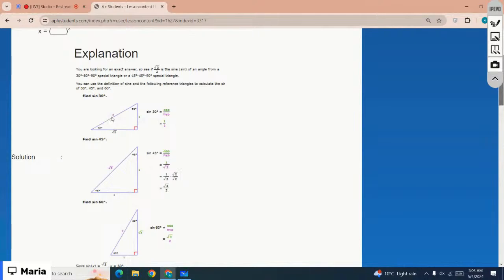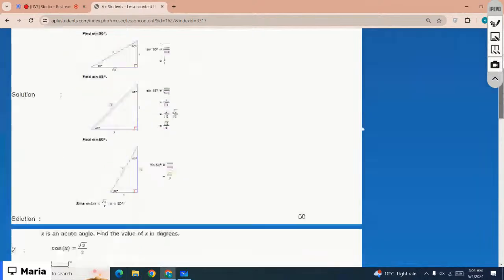Then you have to calculate sine 45. So sine 45 is opposite over hypotenuse, that is square root 2 over 2. Then you have sine 60, right? Sine 60 is square root 3 over 2. So that means sine x equals square root 3 over 2 and that equals 60 degrees. So the correct option is 60 degrees, right?